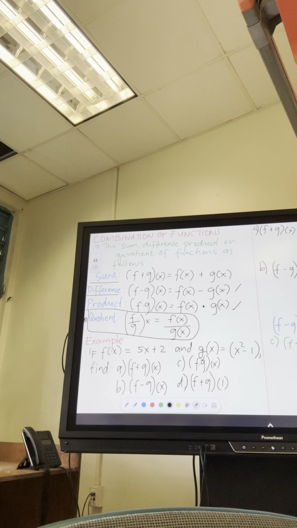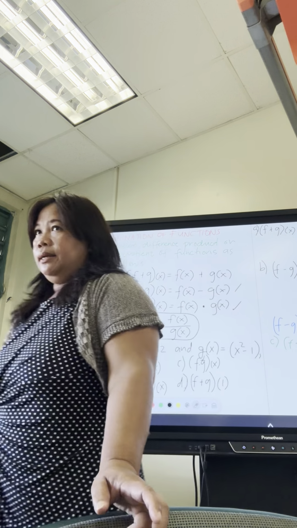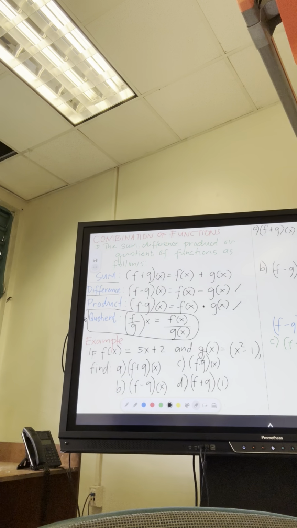So we have 1 squared plus 5 times 1 plus 1. So 1 squared, that is 1. 5 times 1 is 5 plus 1. So if you're going to add, that is 7. So this is now the value in letter D. So if you know how to add, to multiply, and subtract, you can easily answer that.